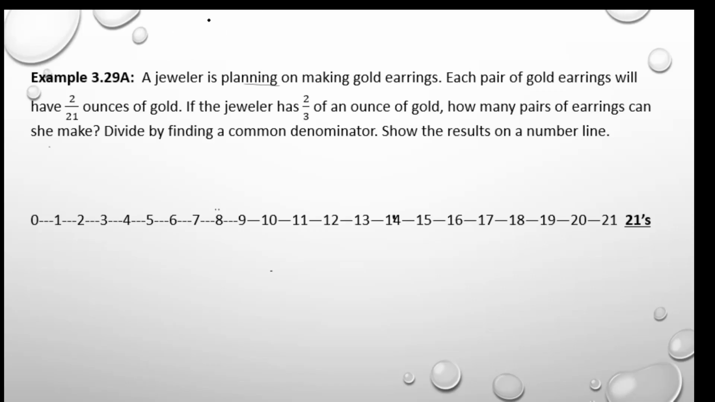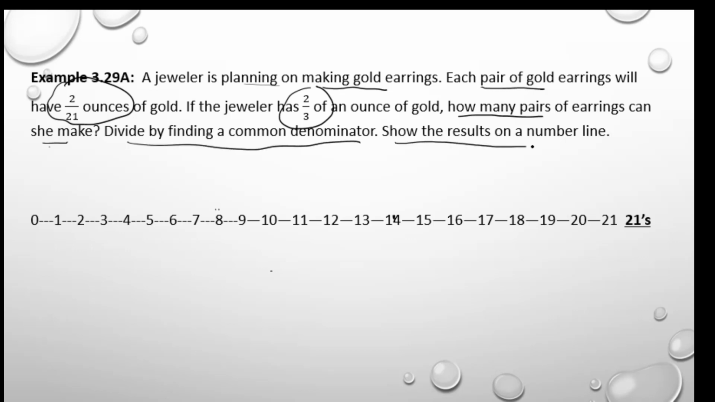Okay, so it says a jeweler's planning on making gold earrings. Each pair of gold earrings will have 2/21 of an ounce of gold. If the jeweler has 2/3 of an ounce of gold, how many pairs of earrings can she make? Divide by finding a common denominator and show the results on a number line. And so here's the number line. So we have 2/3, and we're going to divide that into 2/21.